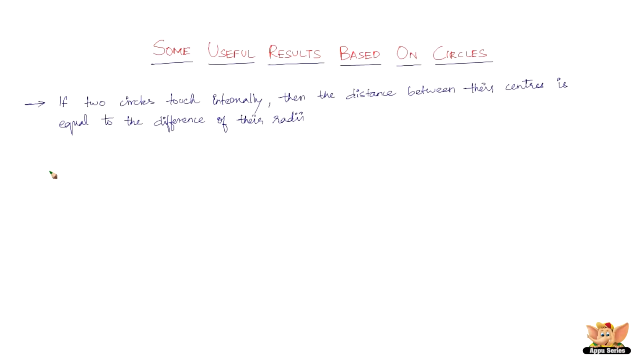In this video, let us look into some of the useful results based on circles. It's not circle, but circles. So we've got one of the results here which states this. If two circles touch internally, then the distance between their centers is equal to the difference of their radii. So what does that mean? It's pretty straightforward. So let me just show you with the help of a diagram.